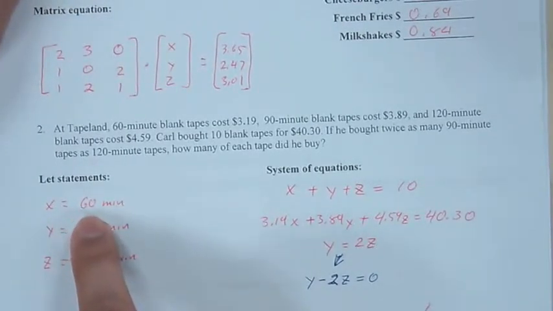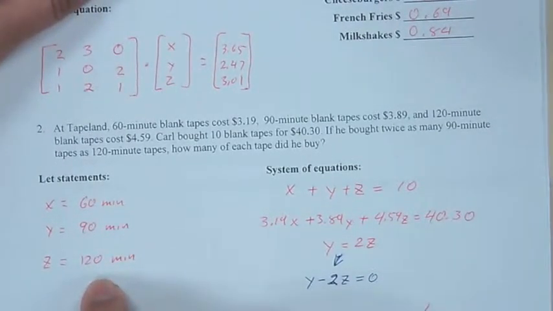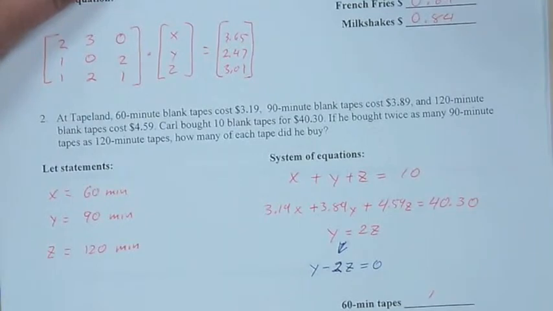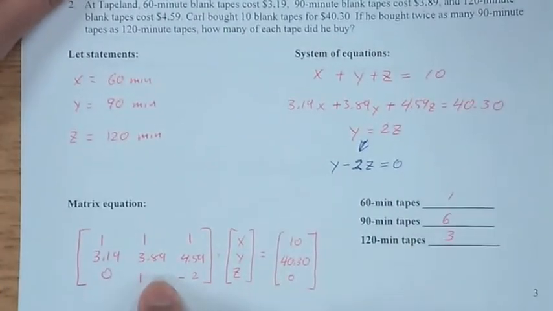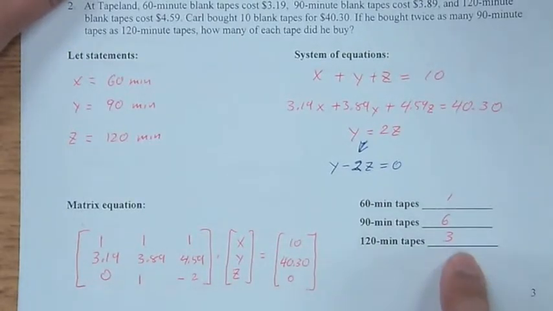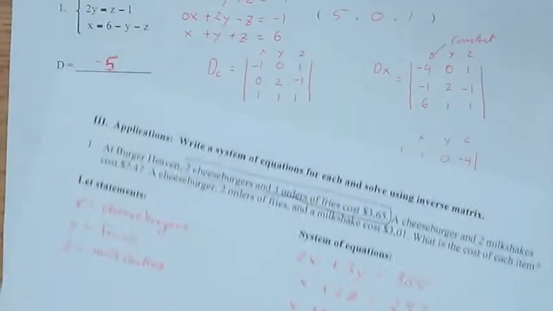Again, work this out. We'll let this represent the 60-minute tapes, the 90-minute tapes, the 120-minute tapes. We set up our 3 equations, and we write them right there. And when we plug in the inverse of this matrix times this, it will give us the resulting number of tapes bought.